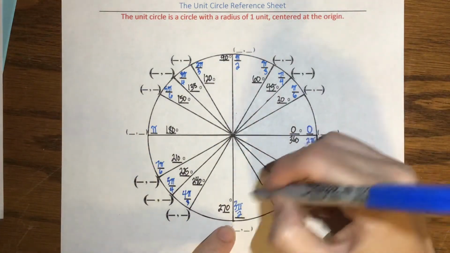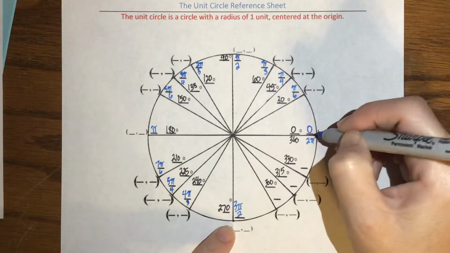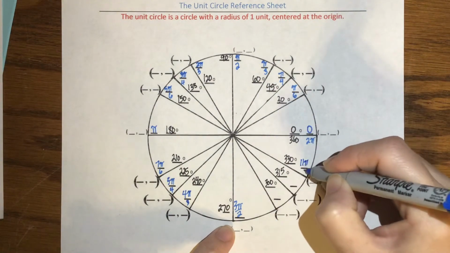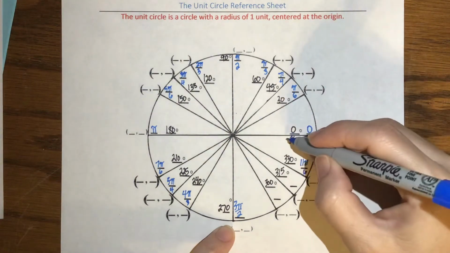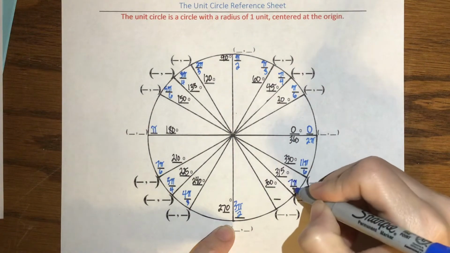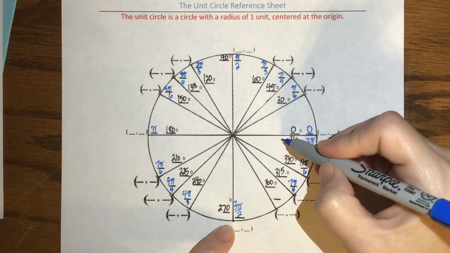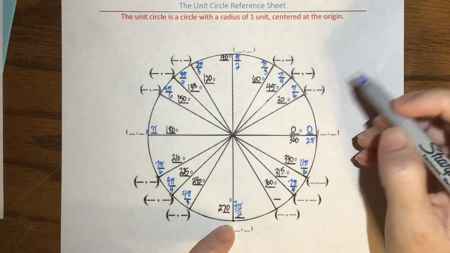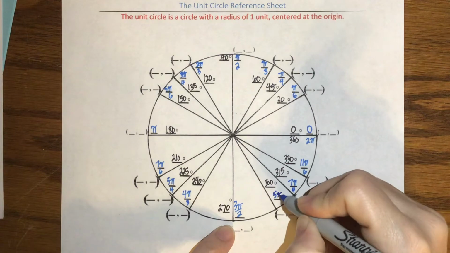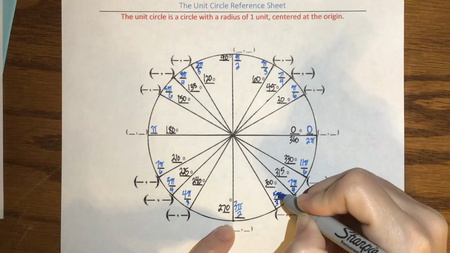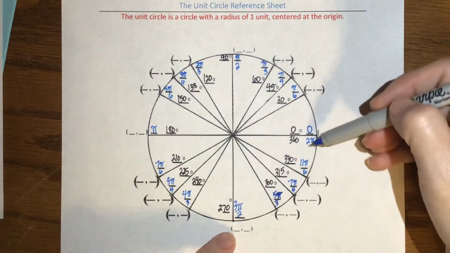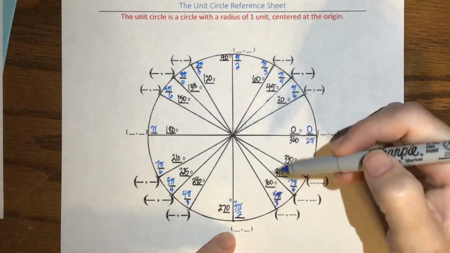And then again, I could keep adding, but I like to go with my reference angle. So 2 pi minus pi over 6 is 11 pi over 6. 2 pi minus pi over 4 is 7 pi over 4. And then 2 pi minus pi over 3 is 5 pi over 3. And then that gives us all of our radians as we go around here for those degree angles.